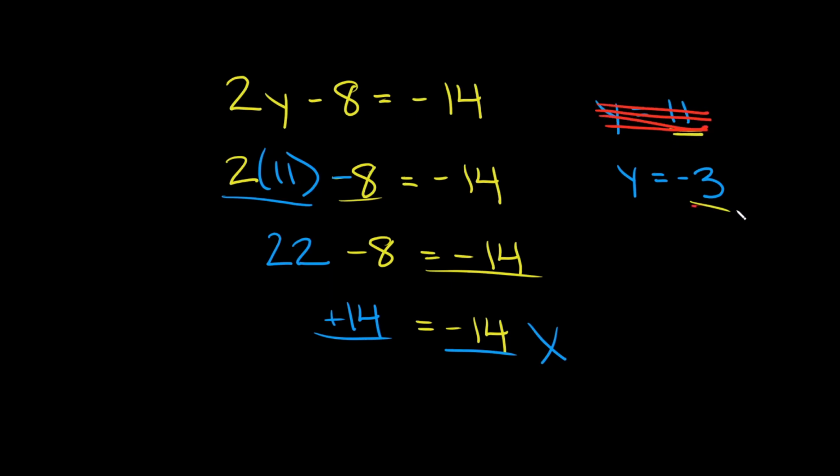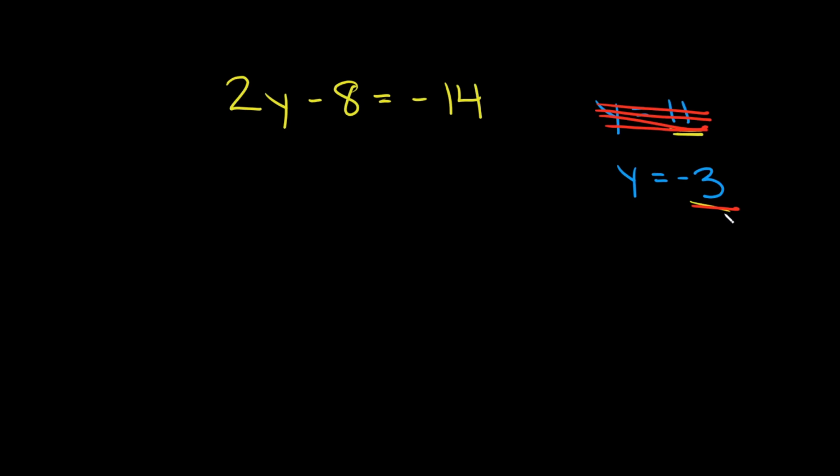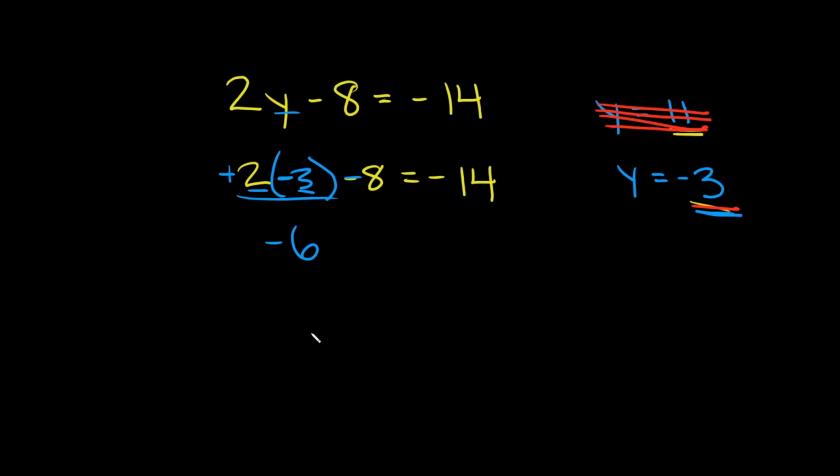So let's try this one now, negative 3. This time we're going to plug in negative 3 for y right here. So instead of 2 times y, I'm going to have 2 times negative 3. Then again, I'll bring down the rest of my equation. So minus 8 is equal to negative 14. Multiplication comes before subtraction, so what is 2 times negative 3? Well, 2 times 3 is 6, and then a positive times a negative is a negative. So negative 6. Now let's bring down the rest of our equation right here.